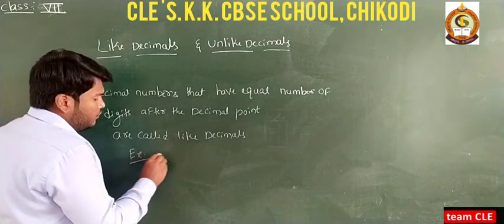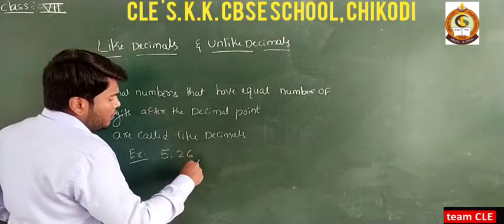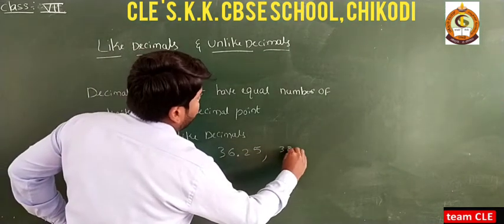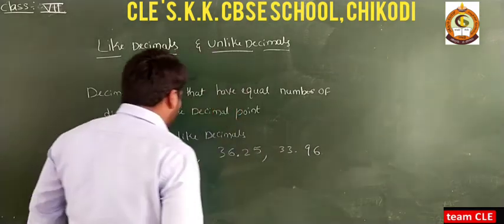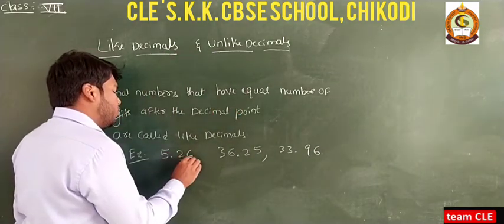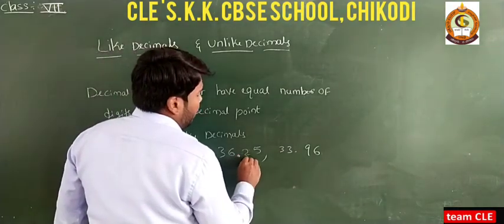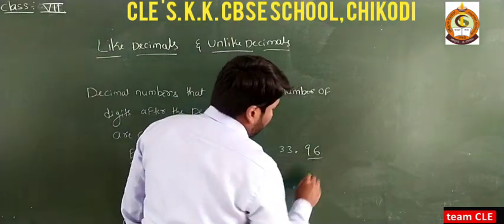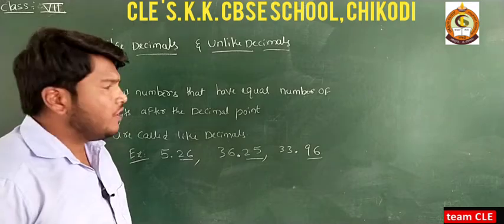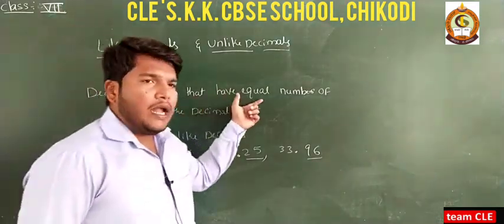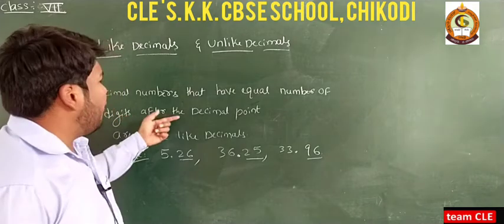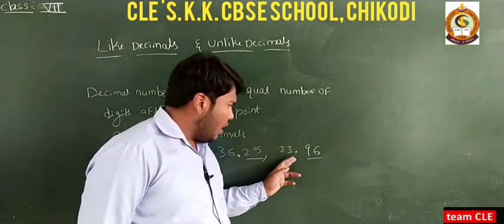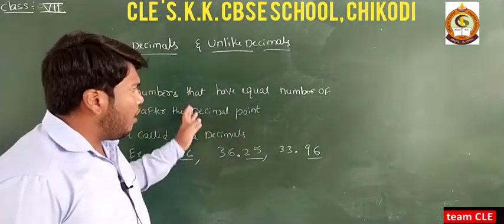Example, if you see here, I use 5.26, 36.25, 33.96. See here, after the decimal point they have an equal number of digits, that is two digits each. Such types of decimals we call like decimals. These have two places after the decimal point, so they are called like decimals.